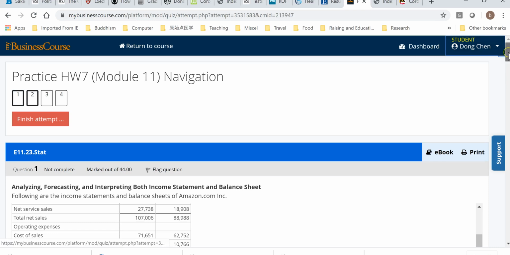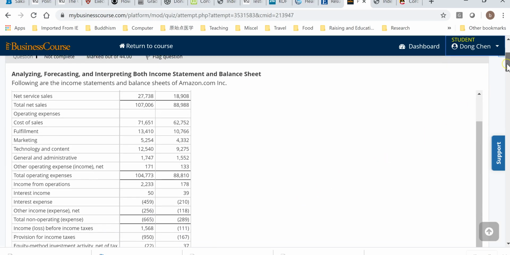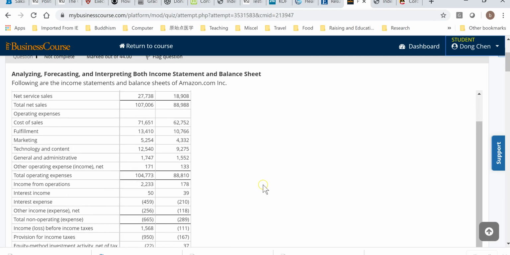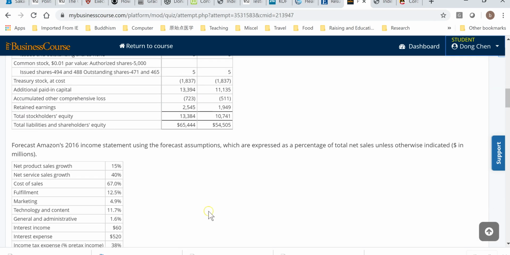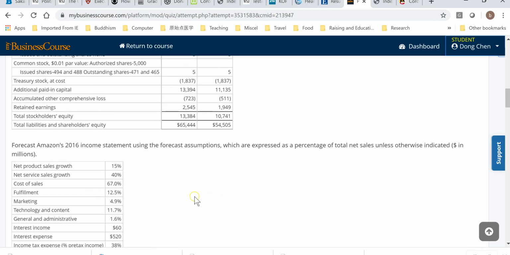This is question number 1 on practice homework 7 for module 11. So this is a typical forecasting problem. We're provided with a current balance sheet and a current income statement. And we're also provided with a bunch of ratios, the ratio of many items on either the income statement or the balance sheet as a percent of sales, right?